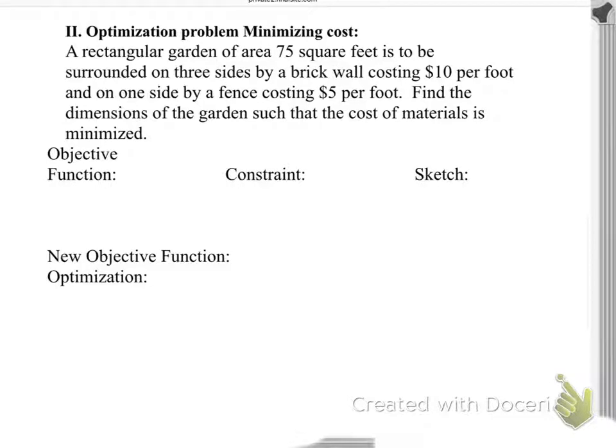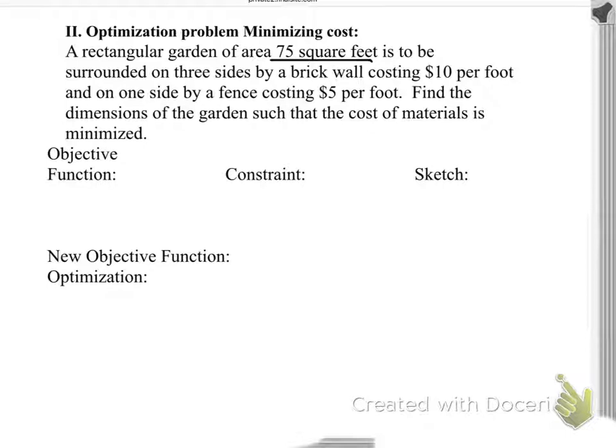So before we maximize the area of the garden, now we're going to take a similar garden and we're going to minimize the cost. So we have to think about what we're doing here. It's going to involve not one sketch, but probably two sketches. So I read it out loud to myself and I say a rectangular garden of area 75 square feet. Okay, the 75 square feet is a constraint.